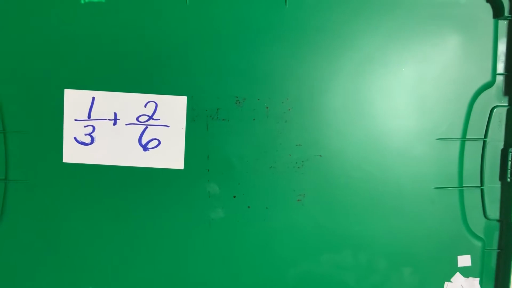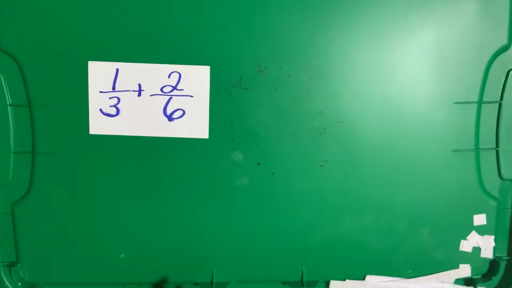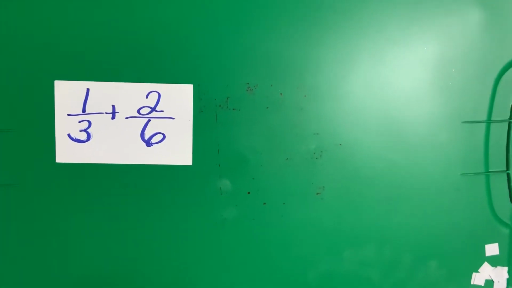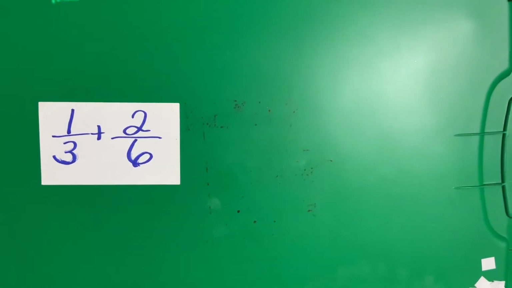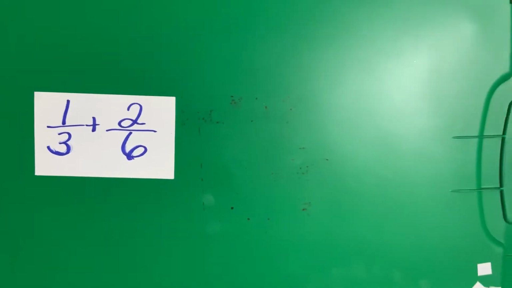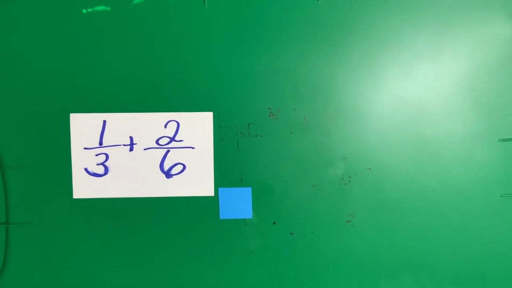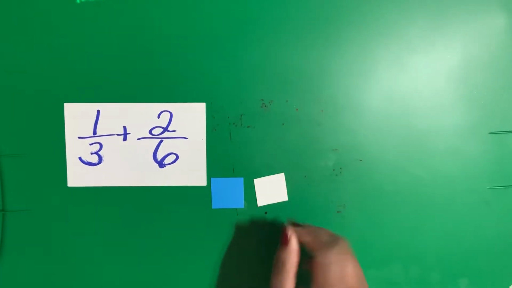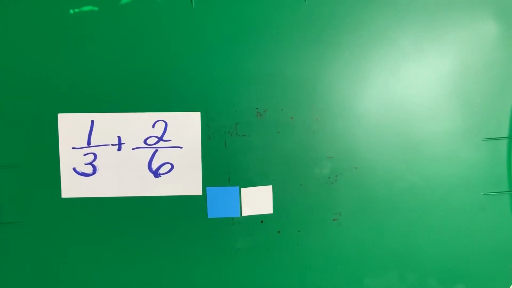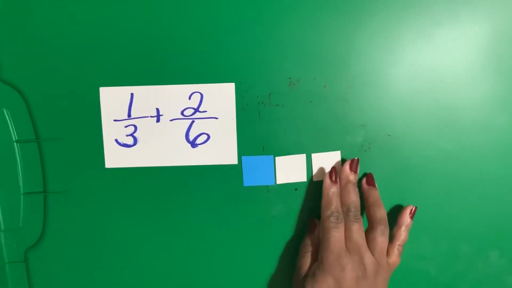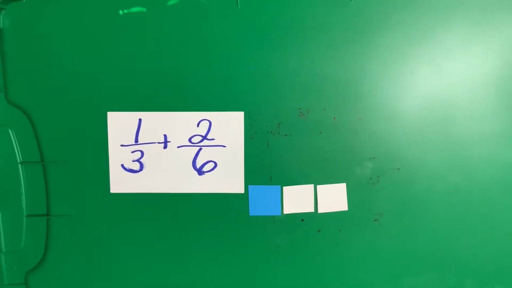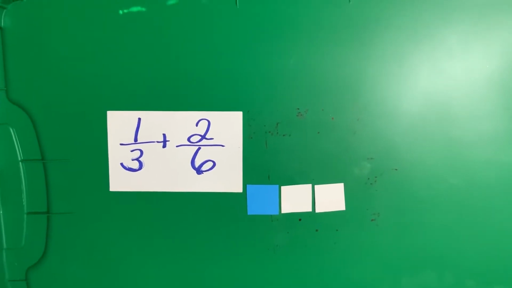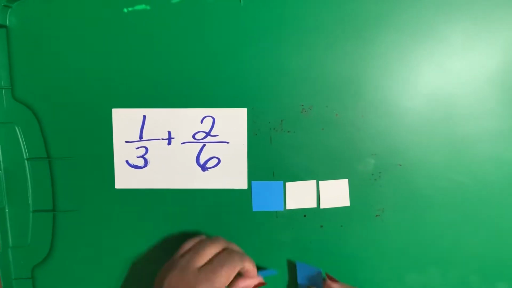And I'm going to show you, using concrete squares, how to add fractions with unlike denominators without finding the least common denominator. The first thing I'm going to do is model 1/3. And we know that our ultimate goal is to get like denominators, right? So now I'm going to model 2/6.